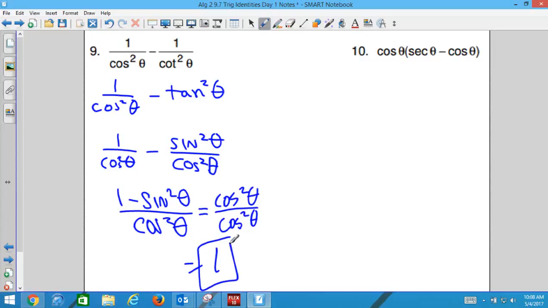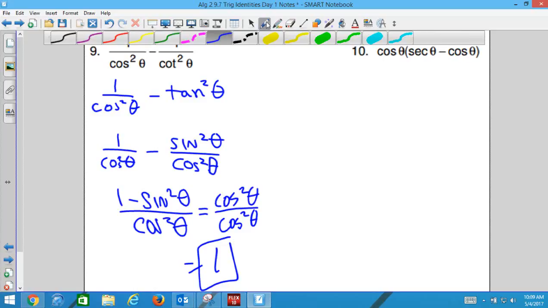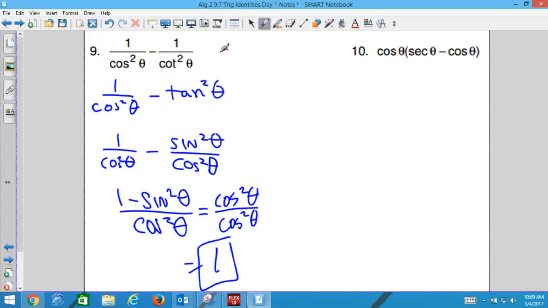Did anybody try it a different way? You didn't go with me, you tried it differently, everybody? Okay, well, just so you know, 1 over cosine squared theta is secant squared, and 1 over cotangent squared is tangent squared, and that's from our identities. I was thinking somebody would say that. I knew it was the same one.